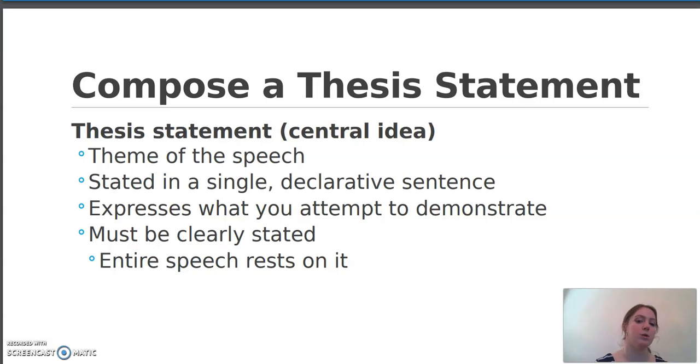Why are you important to be able to talk about this topic? Why have you been studying this? Have you looked into the research of this? Is this your best friend and you know so much about this person? And then you state, for this reason, and this reason. And then you go into the rest of your speech. So make sure it's clearly stated and make sure your entire speech can rest upon that one sentence.